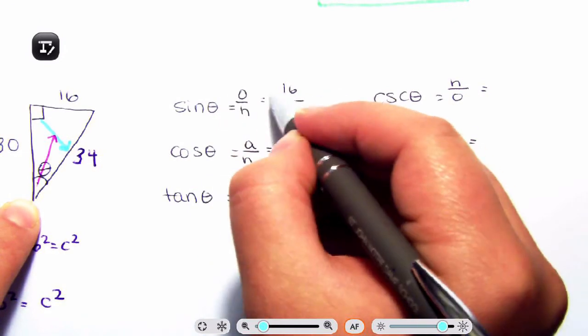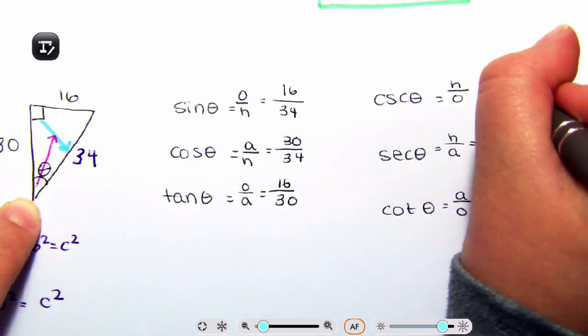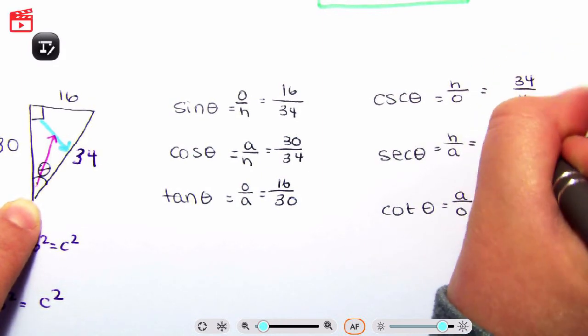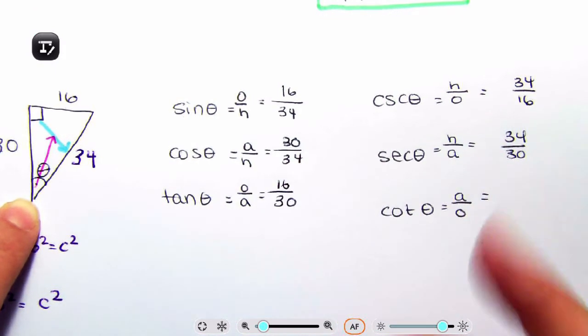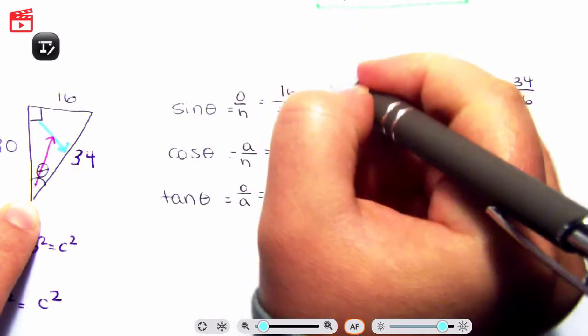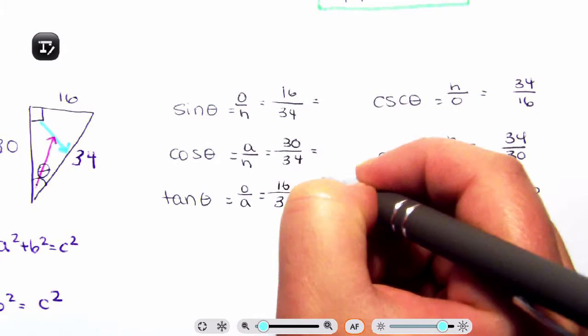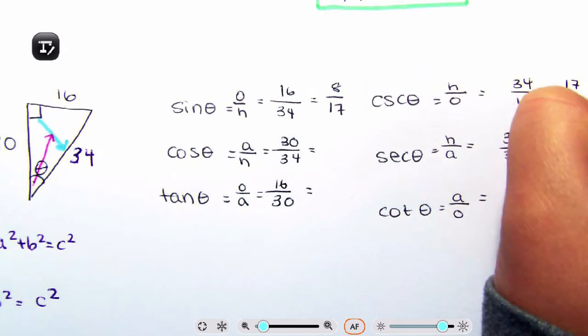All I'm going to do is take these values and flip it. C goes to S, or S goes to C, so I have 34 over 16. Here I have 34 over 30. I'm not even bothering to look at my triangle anymore. I just know these are the reciprocals, so I'm just flipping those fractions. Simplifying all of these, I have 8, 17, which means this would be 17 over 8.